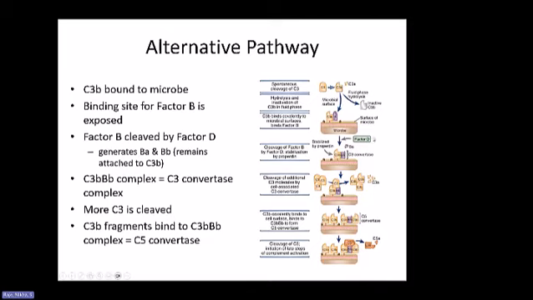So again, C3 cleaves to C3a and C3b. C3b binds to the fragment of factor B that's cleaved by factor D. And so factor B has two fragments, Ba and Bb, and that Bb binds to our C3b to form C3 convertase, and then another piece of C3b binds to that complex to form C5 convertase.